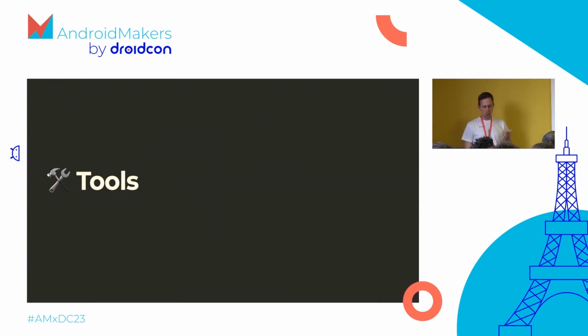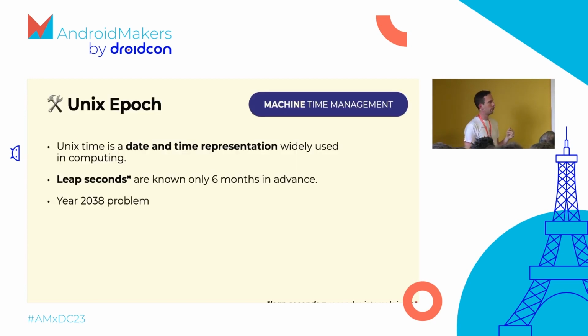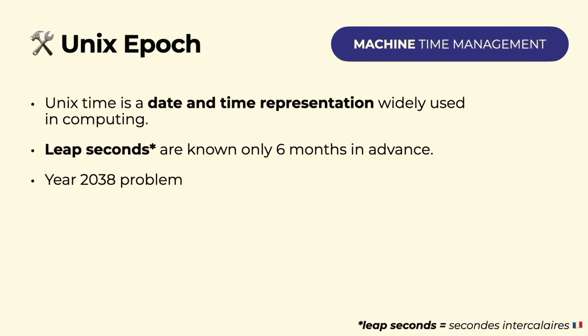Fortunately, we have tools. For the tools, I tried to split them between two sections: the machine time management and the human time management. First, for the machine time management, the Unix epoch. It is measured by the number of seconds that have elapsed since January the 1st, 1970, which is the beginning of the Unix epoch.